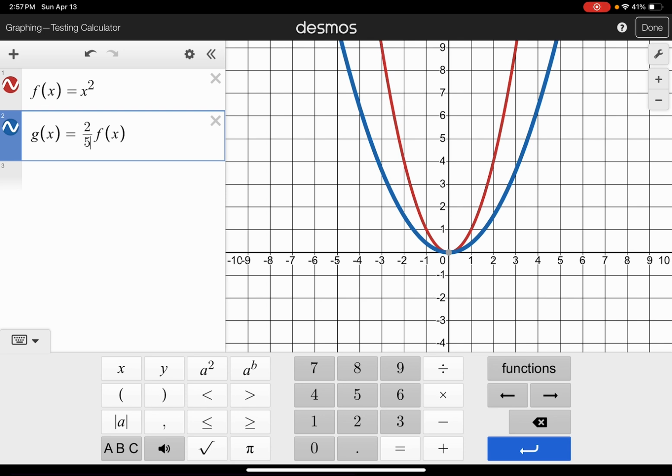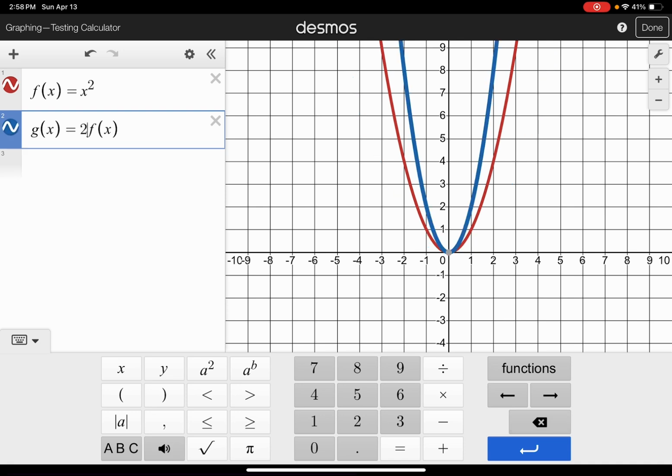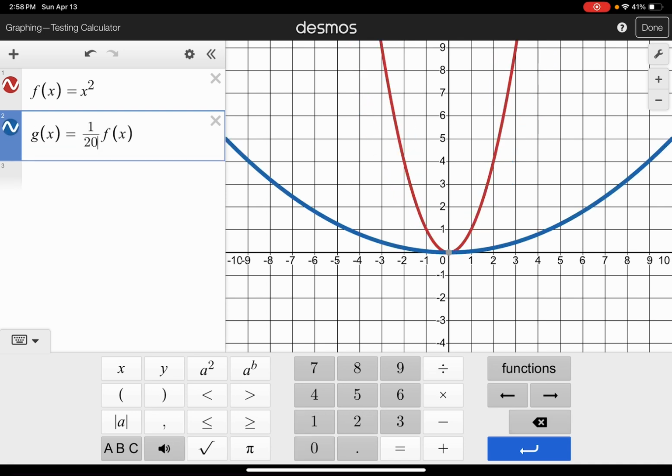So when you have a number that is greater than 1, 5, 2, even 15, 1,000, whatever you want, your graph is actually going to get narrower, and the bigger the number, the more narrow it gets. And then if you change to a number that's smaller than 1 but greater than 0, so not a negative, just a number less than 1, your graph is going to get wider. Let's do something crazy. Let's do like 1/20. Boom, that is a very wide parabola.